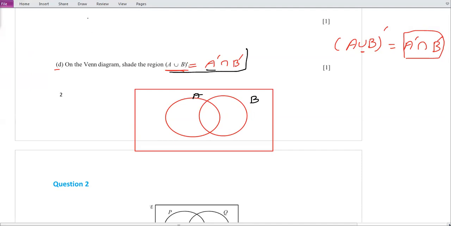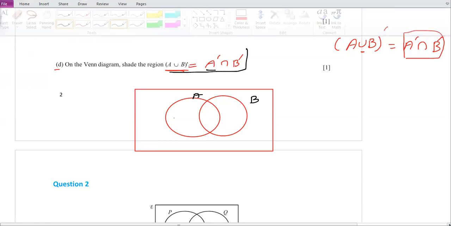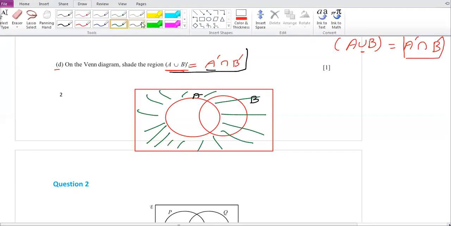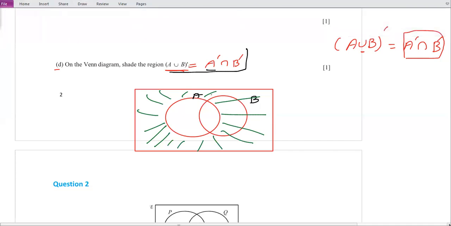First A complement. What is A complement? A complement is outside the A. Everything outside the A, I will shade. Then B complement, everything outside the B. If I shade everything outside the B, it will be this one.